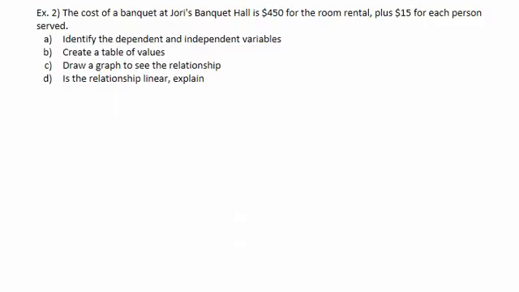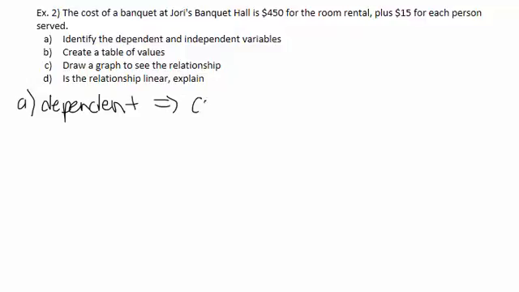Let us finish with an example. The cost of a banquet at Jory's Banquet Hall is $450 for the room rental, plus $15 for each person served. Part A, identify the dependent and independent variables. The dependent variable is going to be whatever changes based on the independent variable. The cost is the dependent variable because it is changing based on the number of people that show up or that are served.